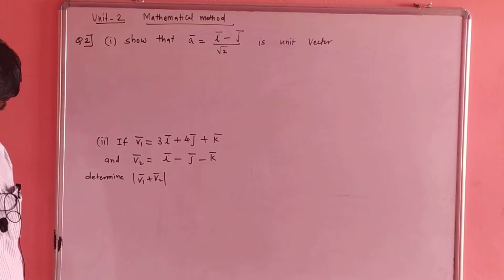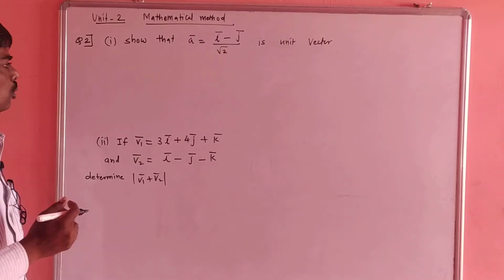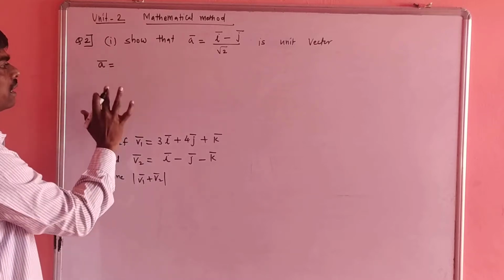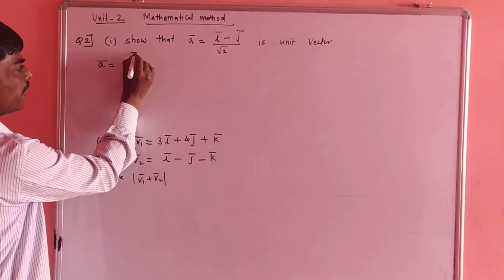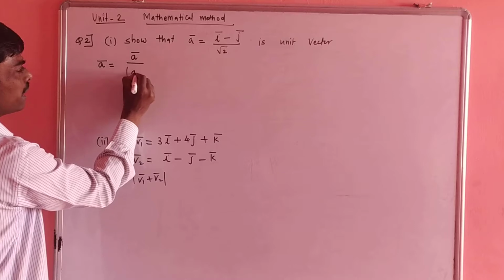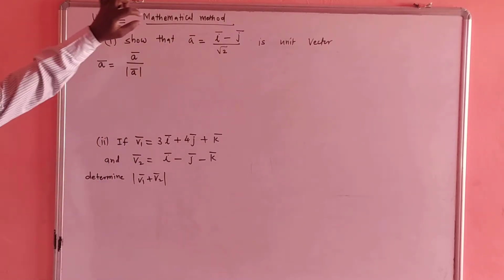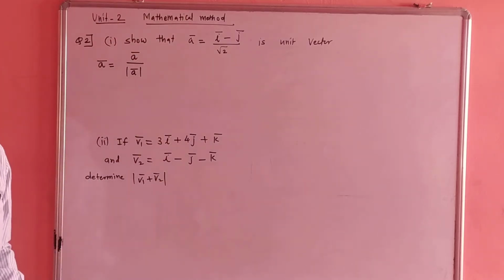So firstly we must understand, to represent any unit vector, it should be written in the form of vector divided by its magnitude. If we get this form, then it is a unit vector, otherwise it is not a unit vector.